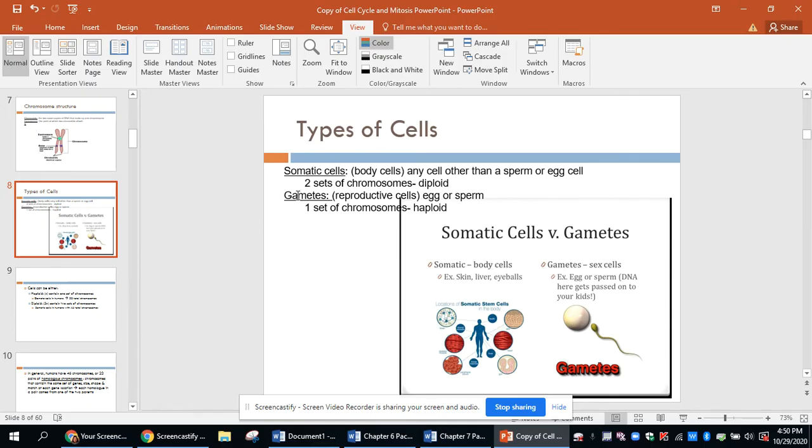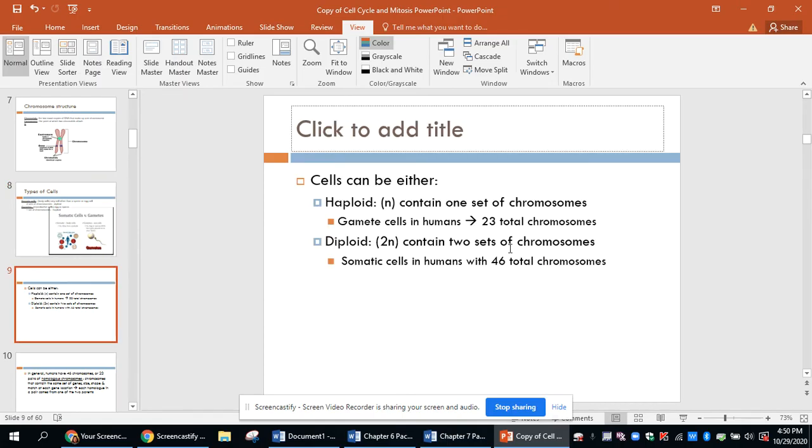And so these are called gametes. And in females, they're the egg. In males, they're the sperm. But they have to have only half the number of chromosomes. And so we call them haploid, which sounds like half. And in humans, gametes have 23 chromosomes.